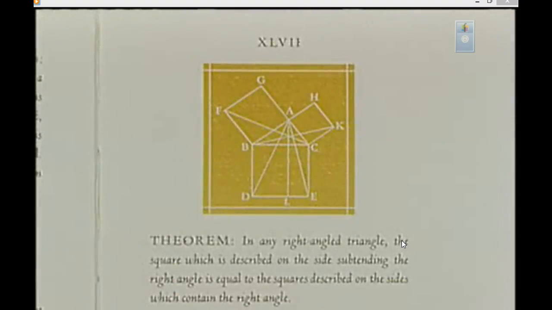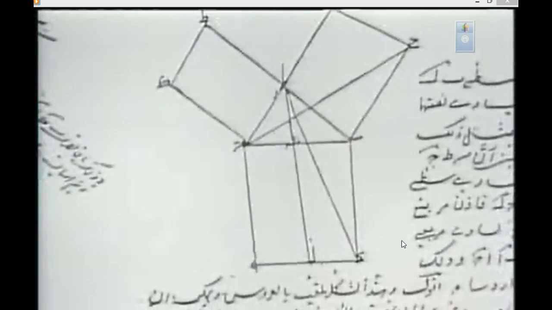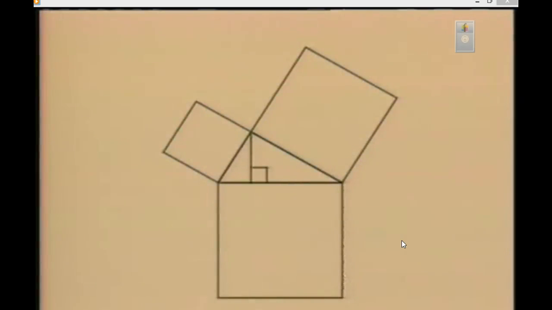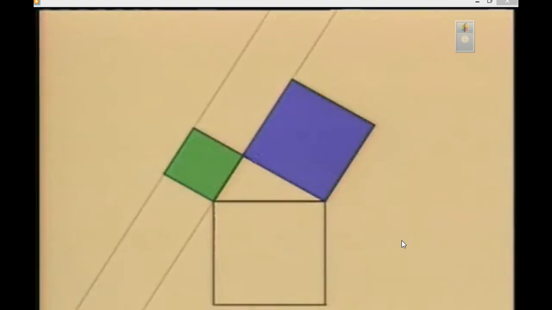The Pythagorean theorem appears in Euclid's Elements in Book 1 as Proposition 47. This Arabic diagram shows Euclid's proof. It can be simplified with computer animation. Drop a perpendicular from the right angle to the hypotenuse and extend it to divide the large square into 2 rectangles. Euclid's idea was to show that this square and this rectangle have equal areas, and this square and this rectangle have equal areas. Animation shows why.